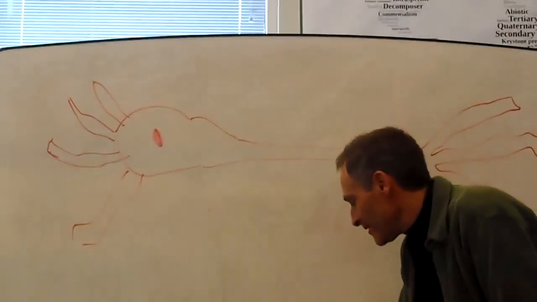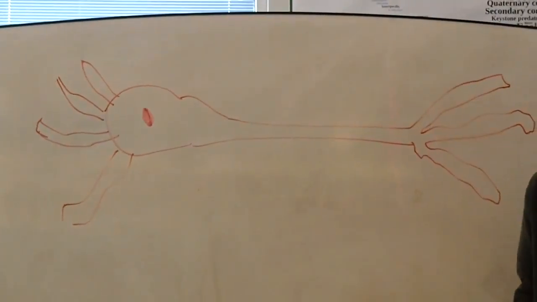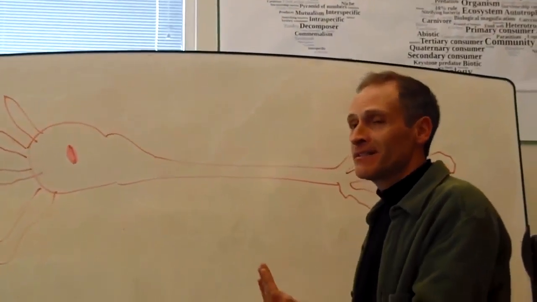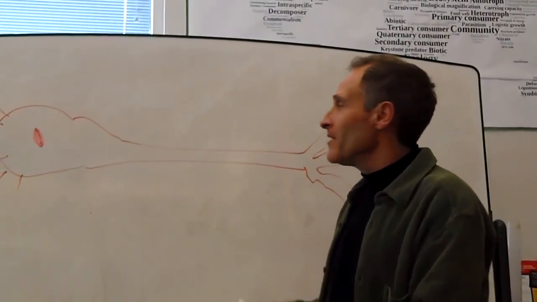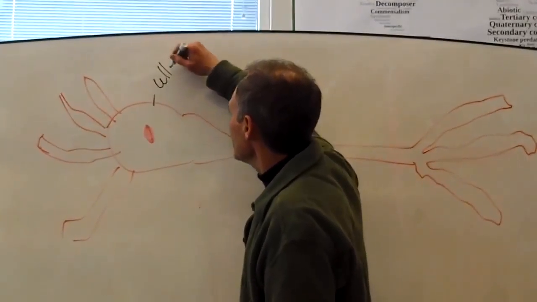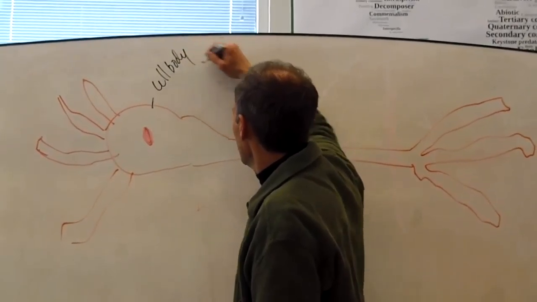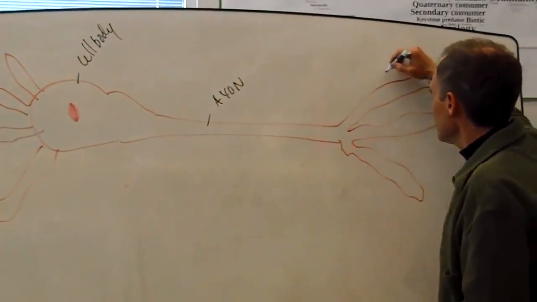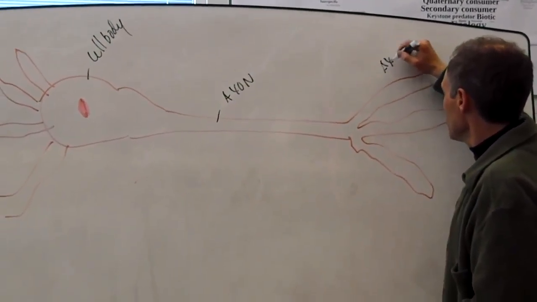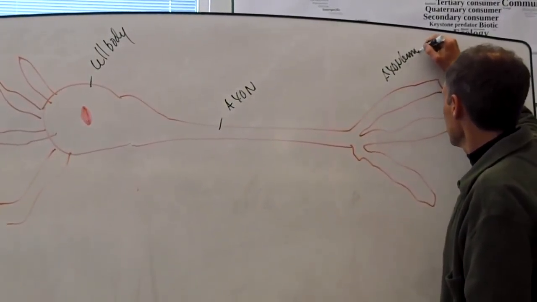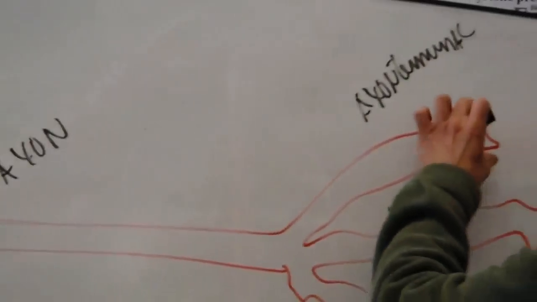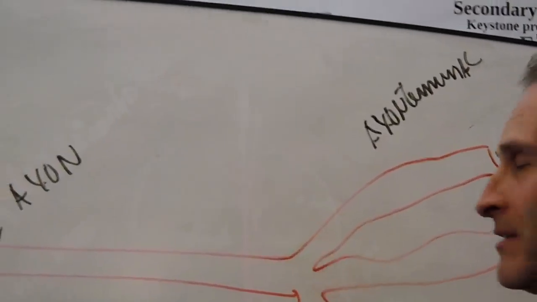But this would be a neuron. And neurons conduct an impulse from the cell body through the axon and through the axon terminal. Sometimes they call these terminal buttons because at the end they look like little buttons.